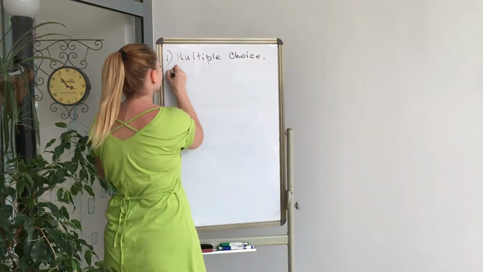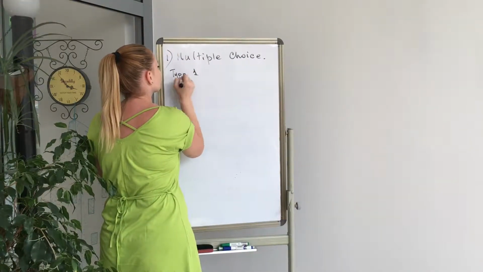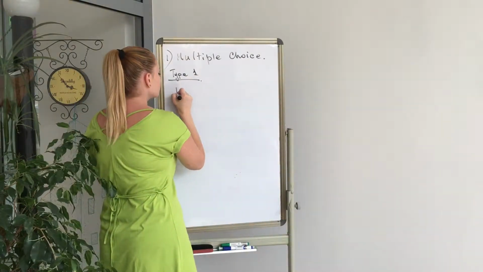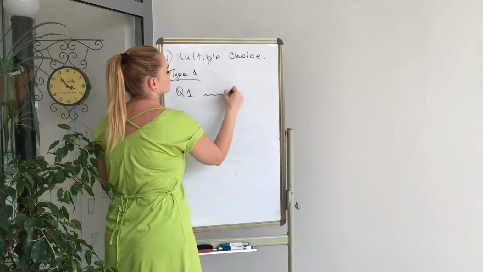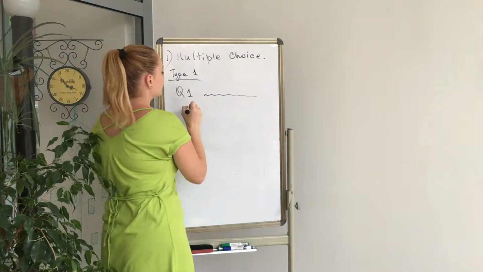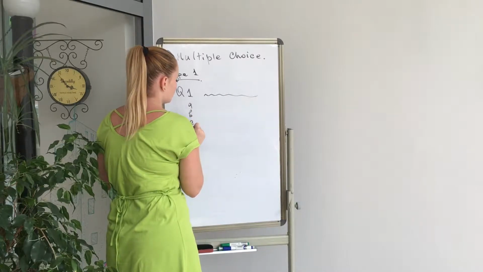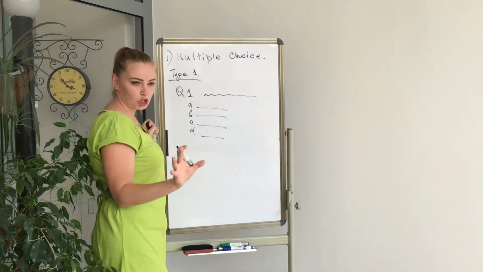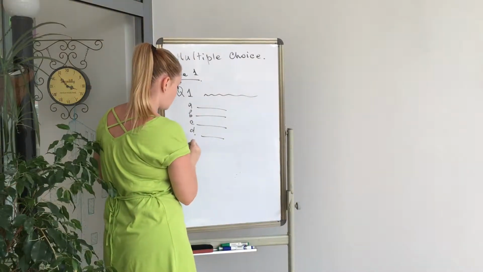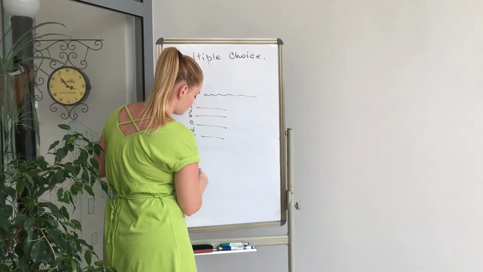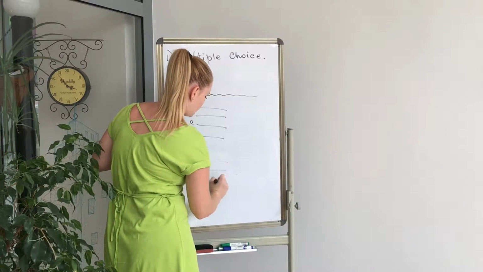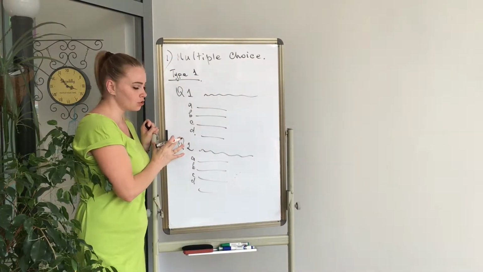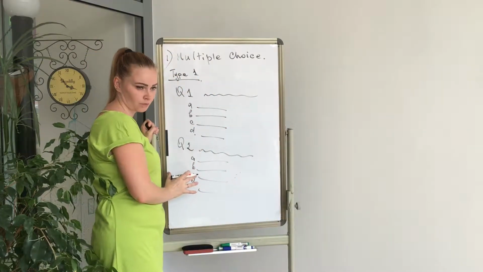So, multiple choice. First type. Type 1 is a type when you are going to have a question and several variants of answer. Usually this type of task is going to be represented by several questions, and for each specific question you're going to have several types of answers.